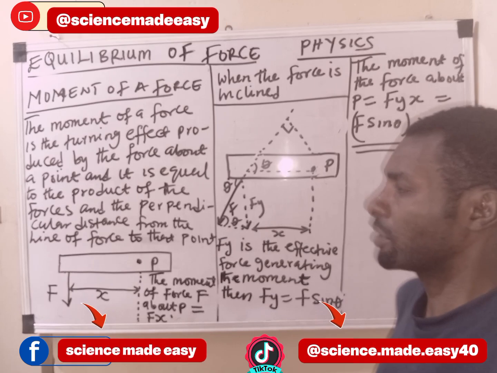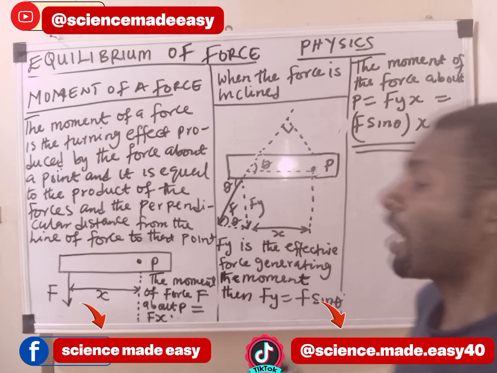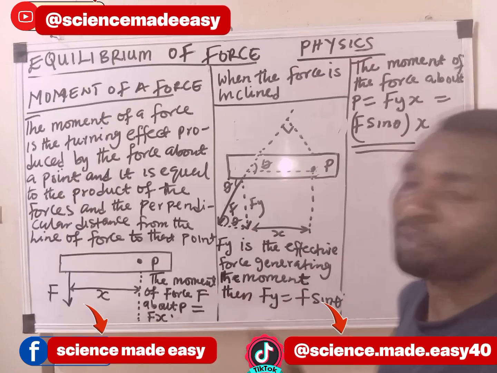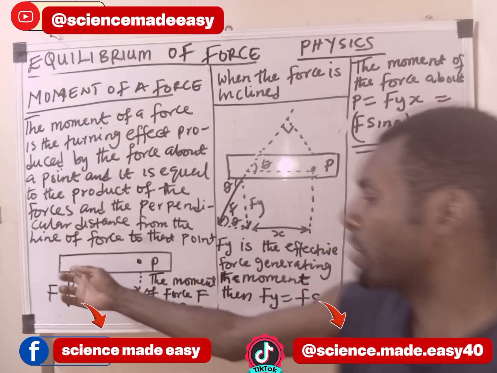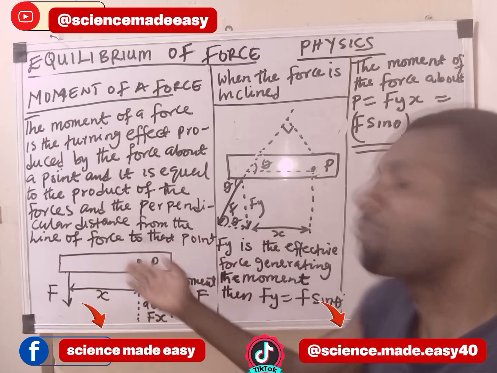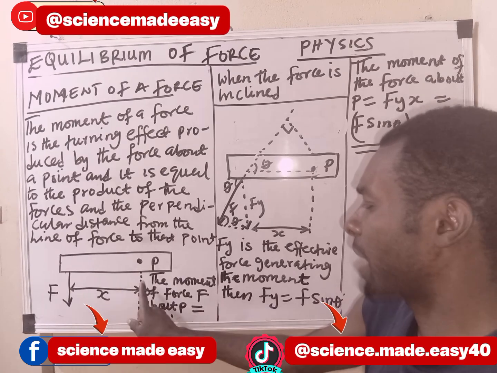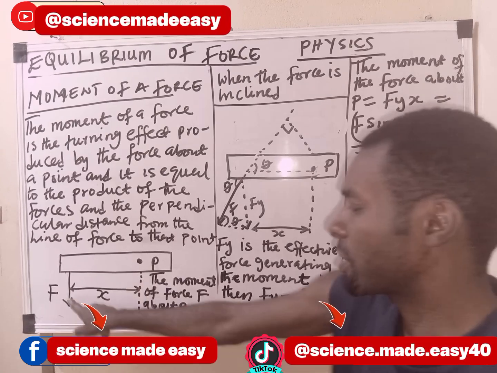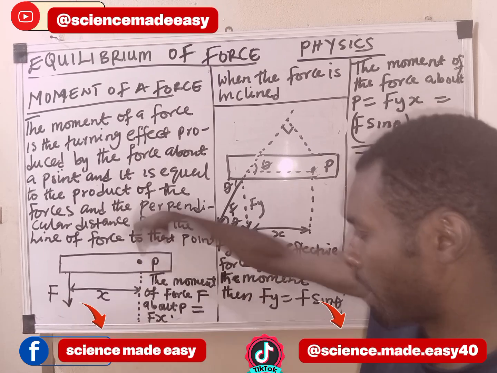It is also the product of force and distance along the line of action of the force from that point. Let's consider this diagram on the board. This is just like a bar or a beam. We can take moments about this point, which is the turning effect created by this force about this particular point.